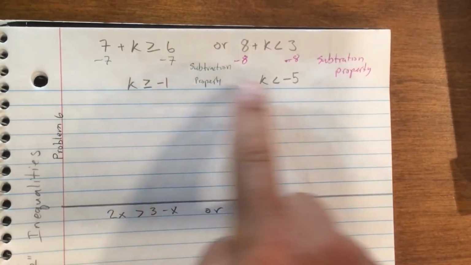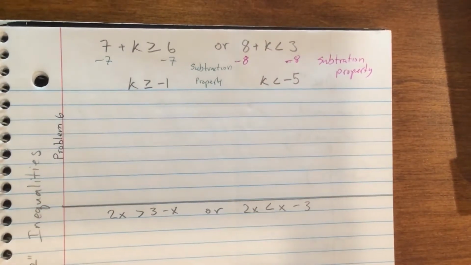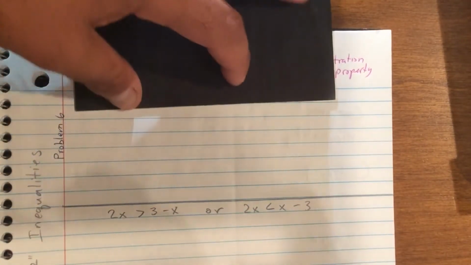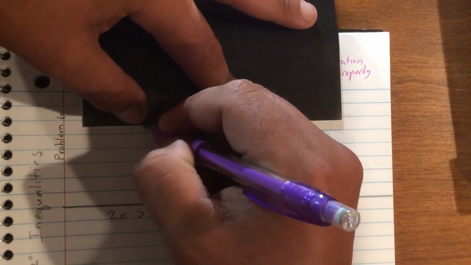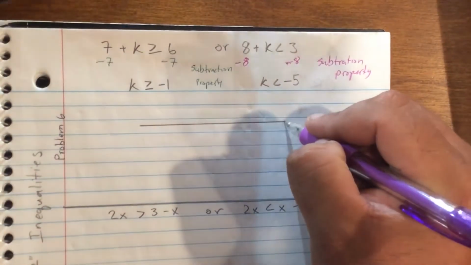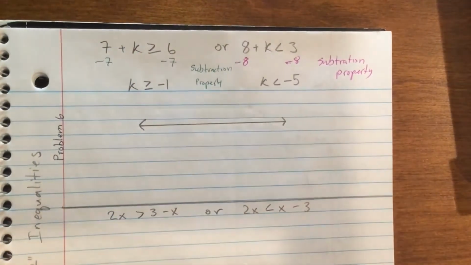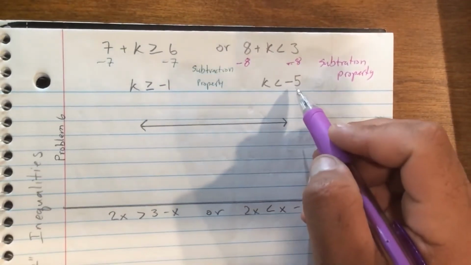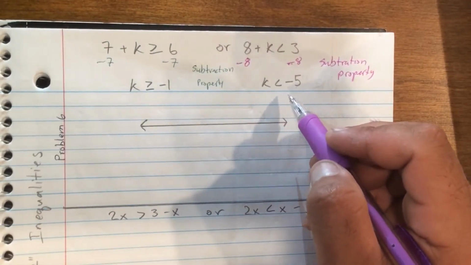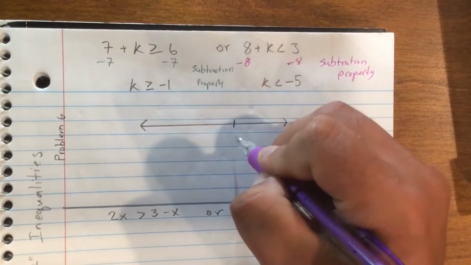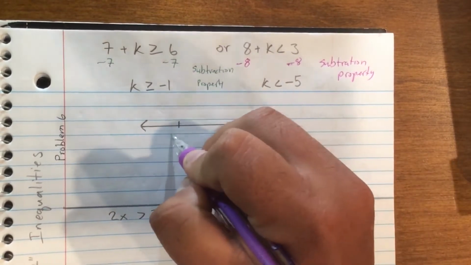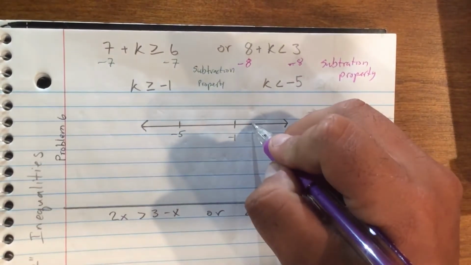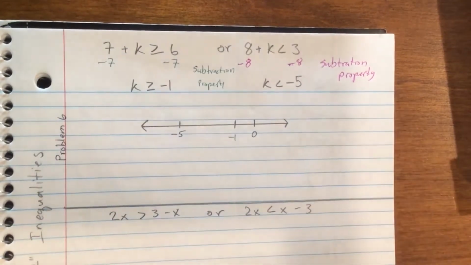Okay, so now we have our two inequalities, but this is a little bit different because it's an OR statement. So we're going to graph our inequality. Let's write our two numbers. We have a -1 and a -5. So -1 is going to be about here, and we'll make our -5 about here. And then we're going to put our 0 just over the -1.